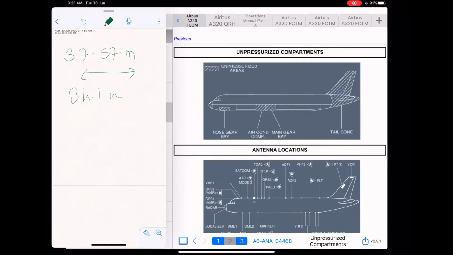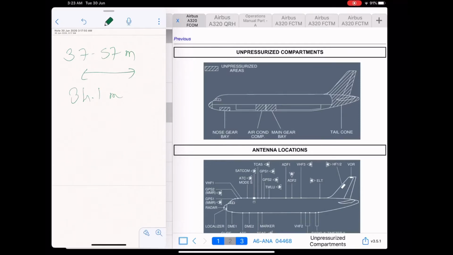This particular diagram shows the pressurized and the unpressurized areas of the airplane. So if you see the nose of the airplane, which is where we have the weather radar located, the nose gear bay, which is where the nose wheel will be stored inside, the air conditioning compartments, we have 2 air conditioning packs, and we will talk more about it in the air conditioning module. The main gear bay and the tail cone are unpressurized.